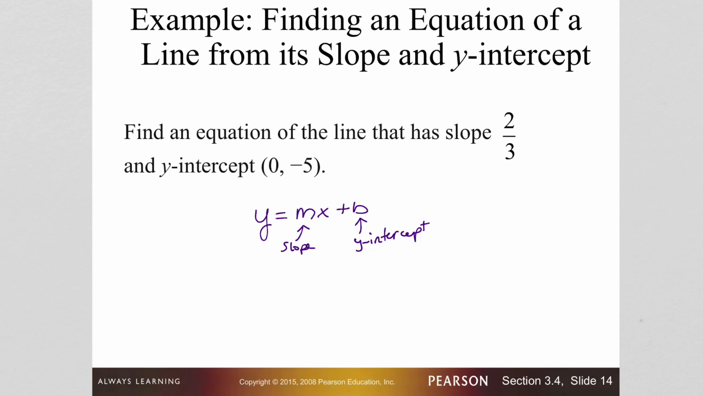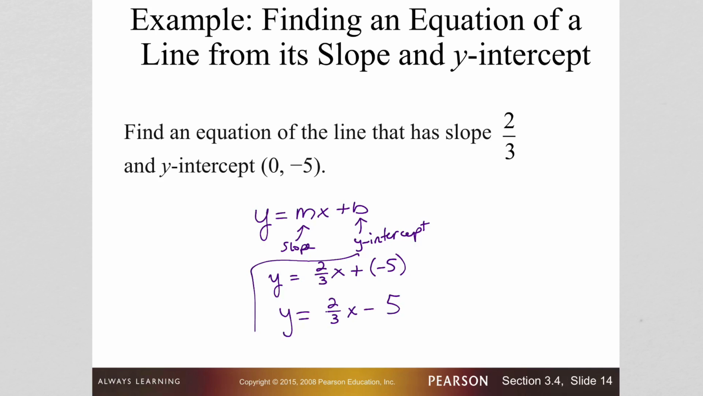Okay, there's a couple of different ways I could write this equation. I could say that y is equal to 2/3. You always put your slope in. Don't forget your x. And I could say plus -5, or I could say y is equal to 2/3 x minus 5.